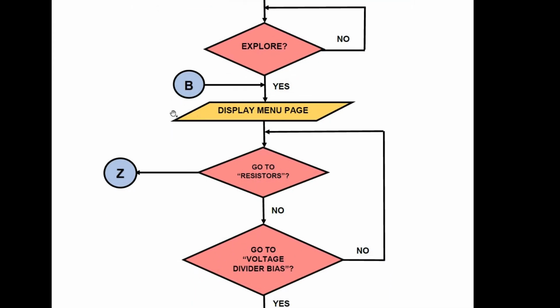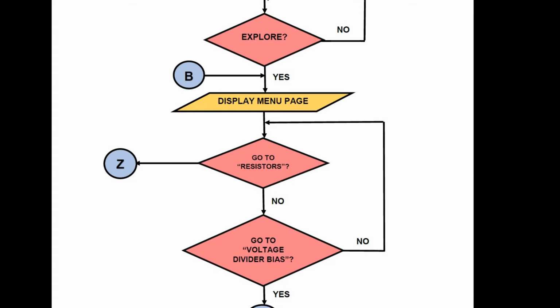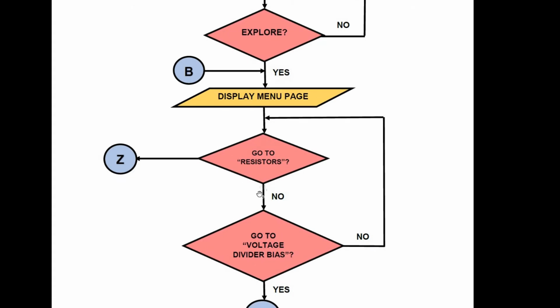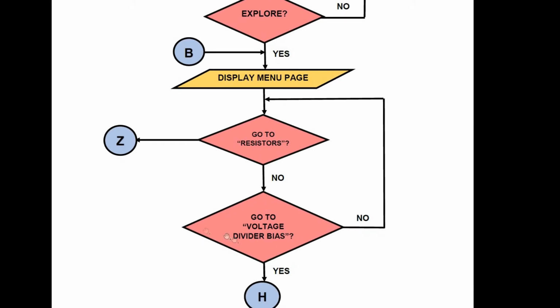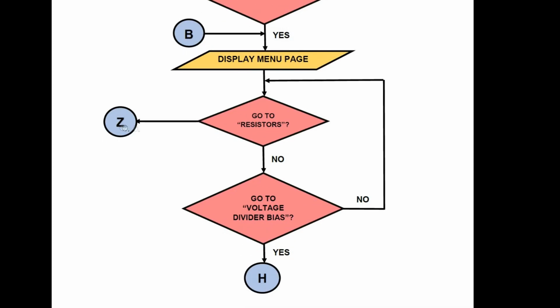Next to start is the input and output box, which says that it will display the home page of the program. After displaying the home page, if the condition satisfies, it will now proceed to the menu page. And then it has two decisions if it will go to the resistor or to the voltage divider bias.